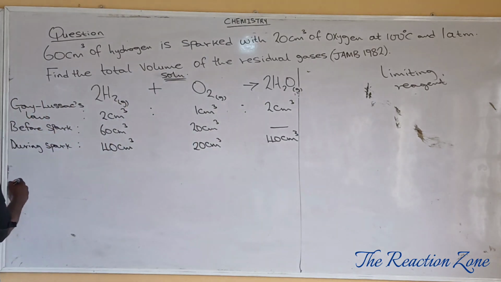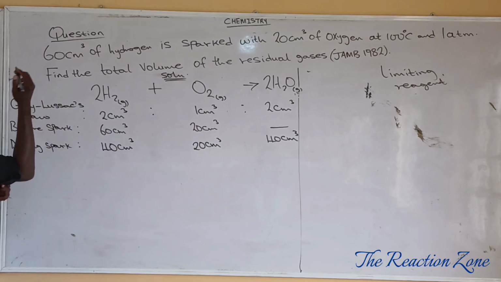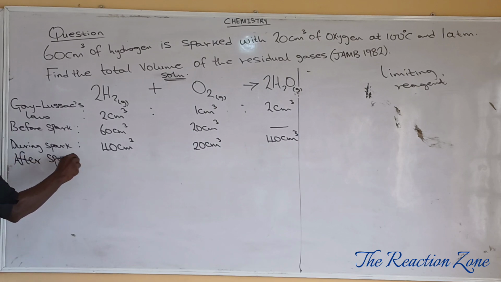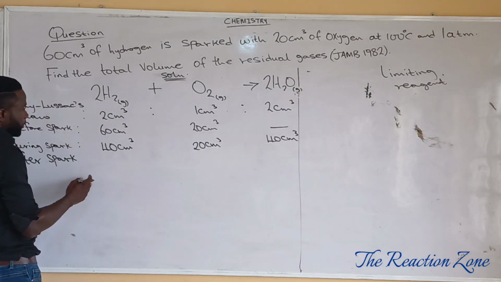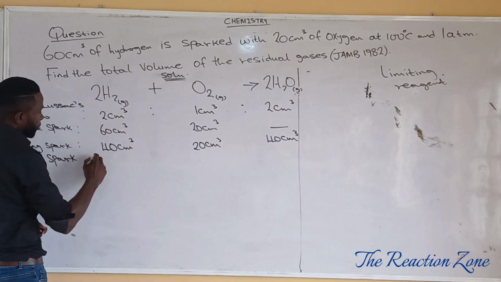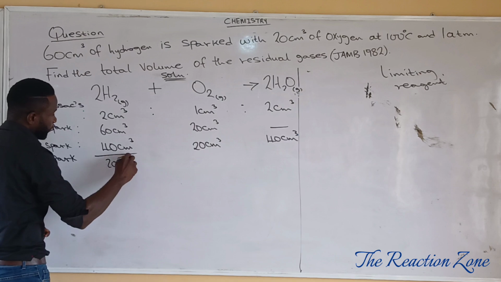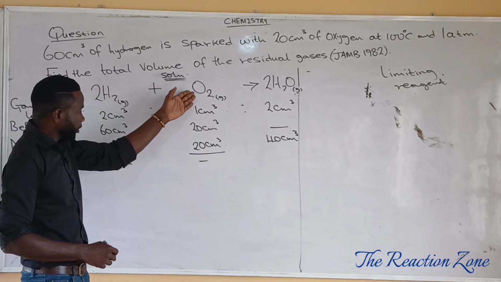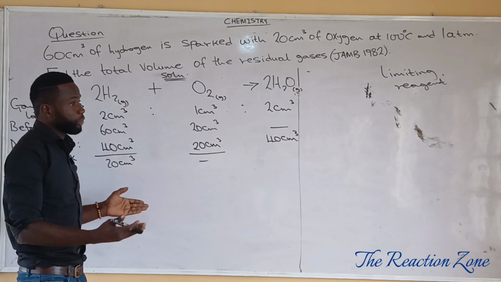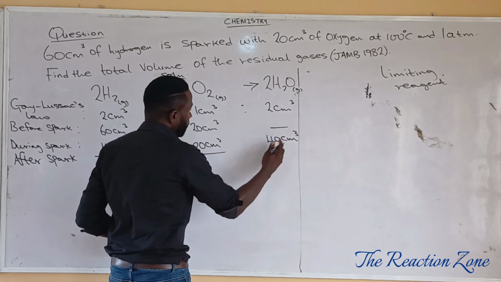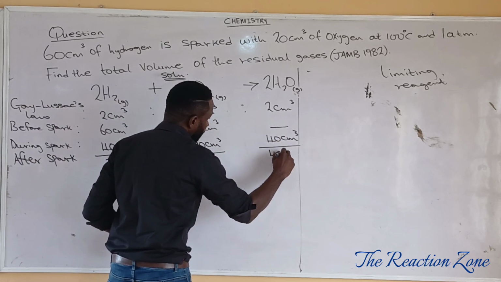Having gotten this, let us find the volume of gases that are left after the spark. For the reactant, you subtract. For the product, you add. 60 minus 40 will give us 20 cm³ here. This will give us nil, meaning that oxygen is used up. And that should not come as a surprise because it is the limiting reagent. Here, 0 plus 40 gives us 40 cm³.